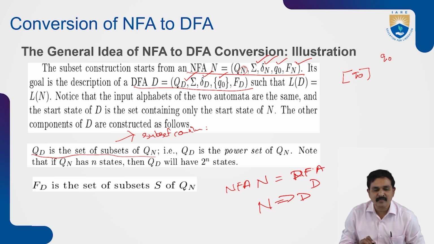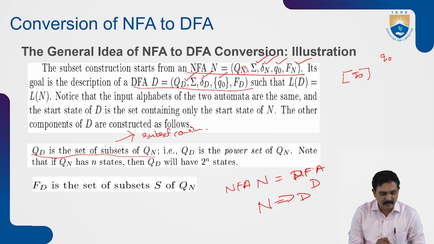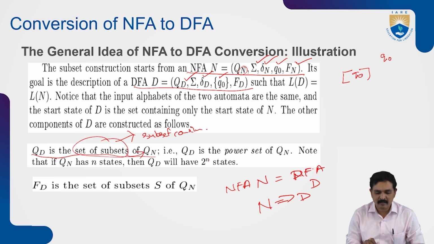So QD is the set of subsets of Qn. That is, these sets of states are obtained from Qn. This idea is called subset construction, and QD is the power set of Qn. You make sure what the values of the power set are for the given set of states Q in the NFA. QD is nothing but the power set of Qn.